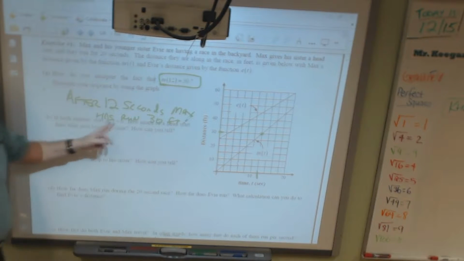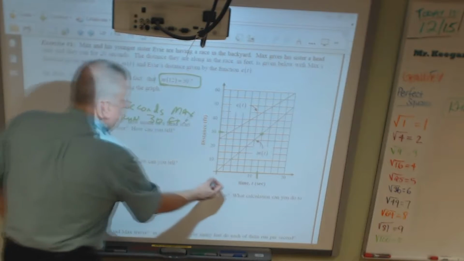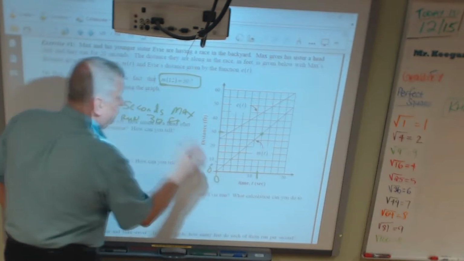After 12 seconds, Max has run 30 feet. Okay? So this is where the time is equal to 0 and the distance is equal to 0.